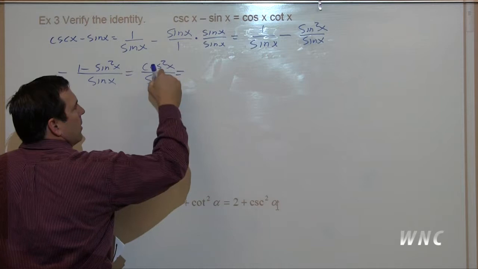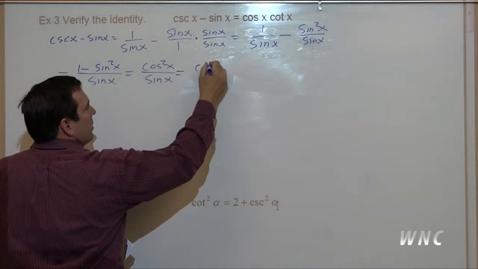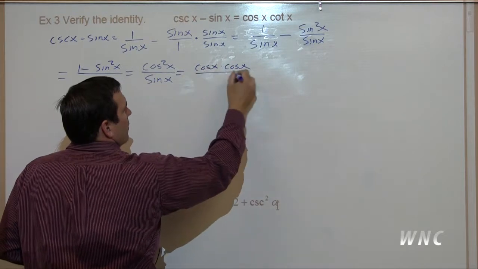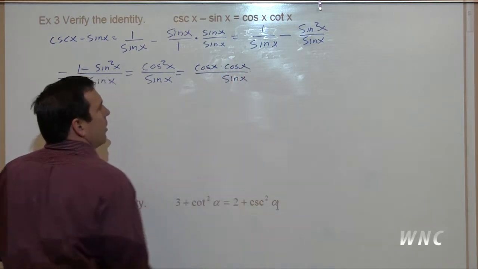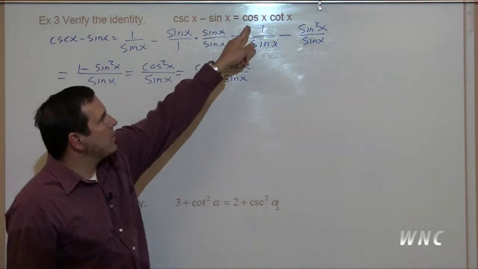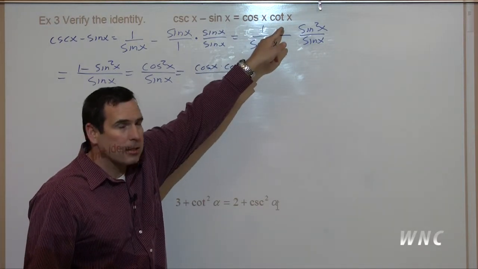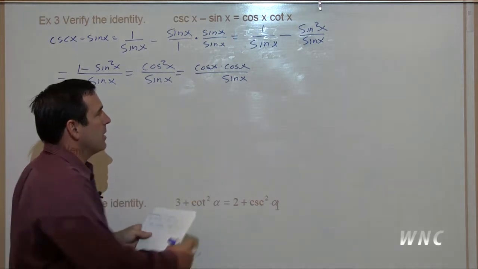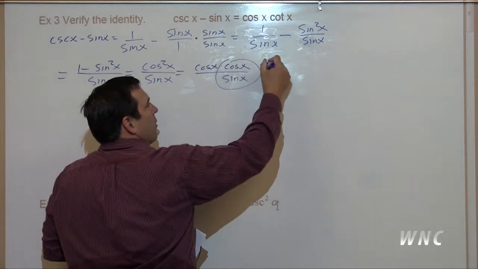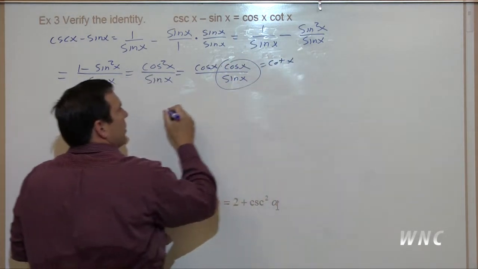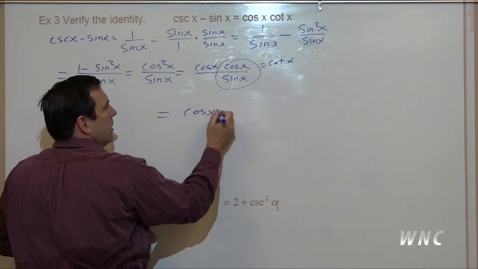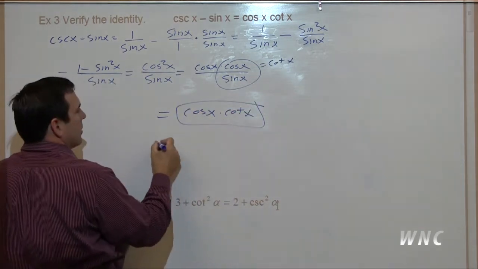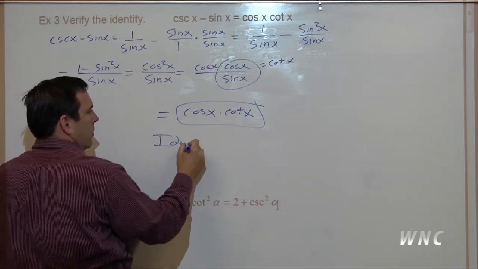So that means we can take this cosine squared and split it: cosine x times cosine x over sine x. Now notice, our goal is to make it say cosine x cotangent x. We have cosine x times cosine x over sine x. This part is your cotangent x. So you end up with cosine x times cotangent x. So that means the identity is true or valid.